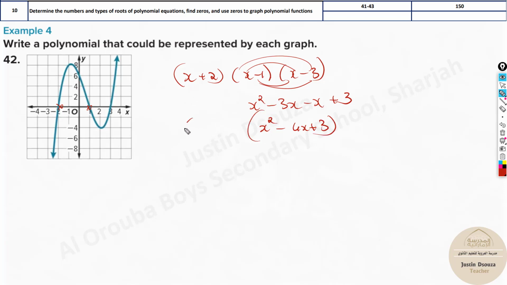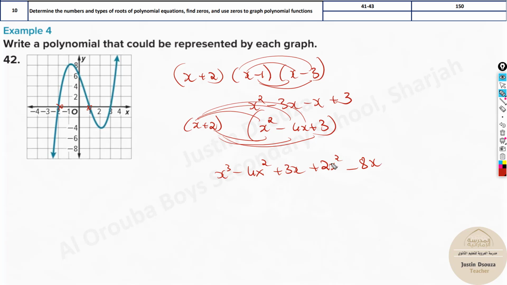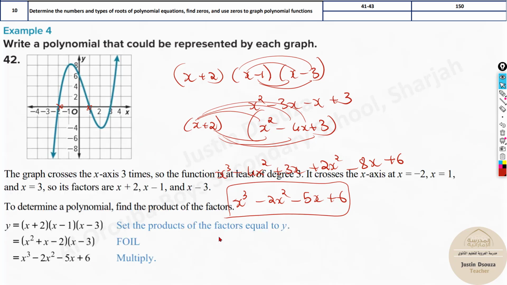Now this has to be multiplied with this x plus 2. How would you do it? Multiply this number with all three terms. It'll be x cubed minus 4x squared plus 3x plus 2x squared minus 8x plus 6. Now simplify as much as you can. x cubed minus 2x squared minus 5x, and lastly plus 6. So this is the answer. This is the approximate answer. This graph can be represented by this.